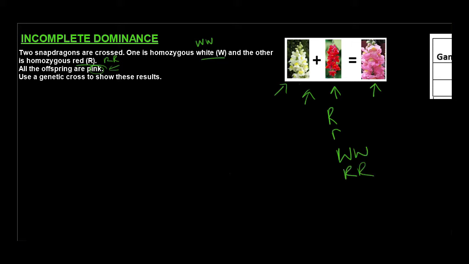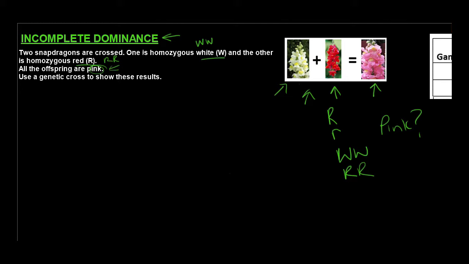So how do we get to the pink form? This is where the genetic cross now comes in. If you're unsure when it is incomplete dominance, when it is codominance, or when it is complete dominance, because they're not always going to tell you in the exam that you are now working with incomplete dominance, you need to be able to draw the information out of the question that is asked.